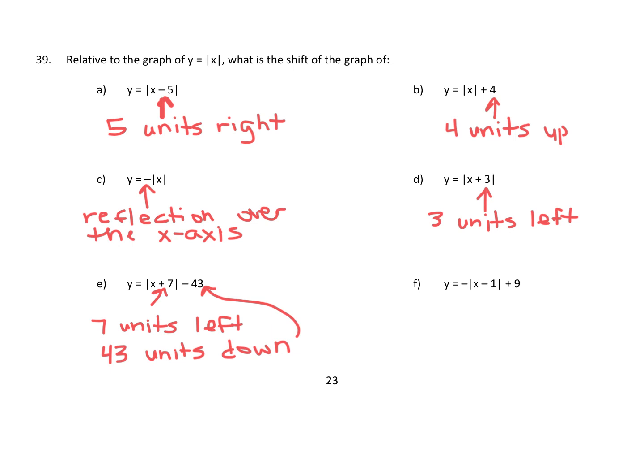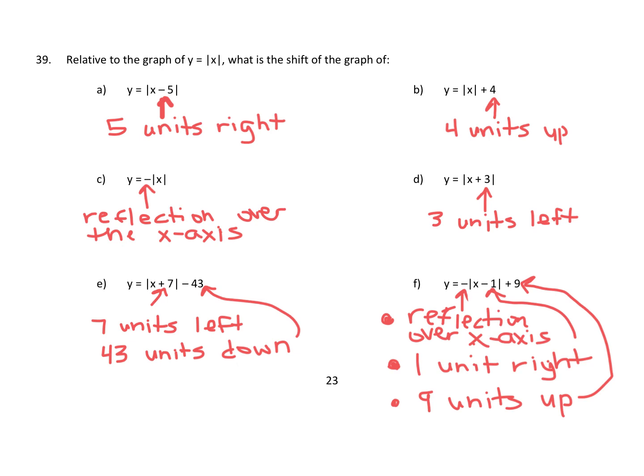All right, and finally, letter F. Here we have 3 things going on. So hit pause and see if you could write what each one of those represents. Okay, so here we have it. The negative tells us that we have a reflection over the x-axis, and then that's followed by this -1 within the function, which tells us we're shifting it 1 unit to the right. And then this +9 at the end of the function tells us that we're shifting it 9 units up.